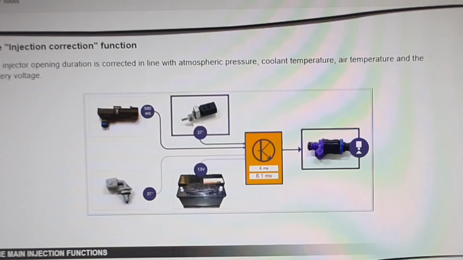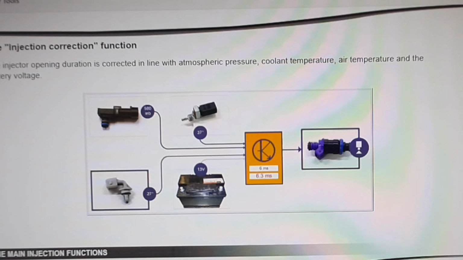The computer uses the coolant temperature information to apply enrichment programming when the engine is cold. Air density depends on its temperature. The computer uses the air temperature information to correct the calculation of the mass of air entering the cylinder. The injector power supply affects the actual opening duration of the injectors. The computer uses the battery voltage signal to compensate for this changing value.